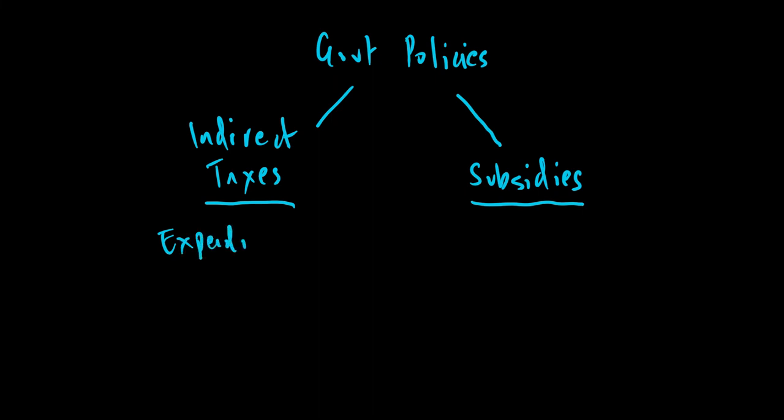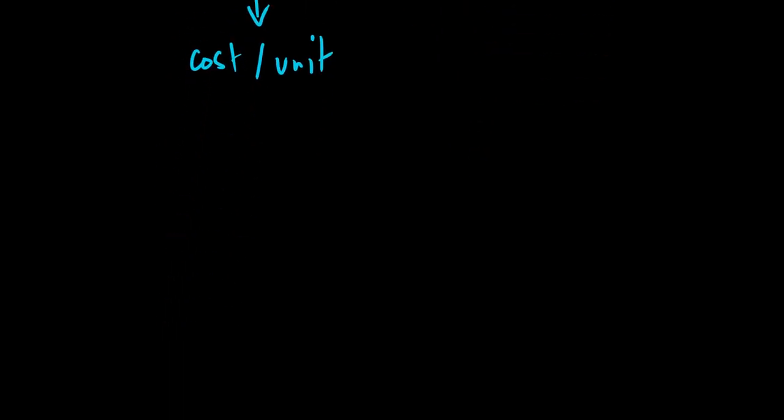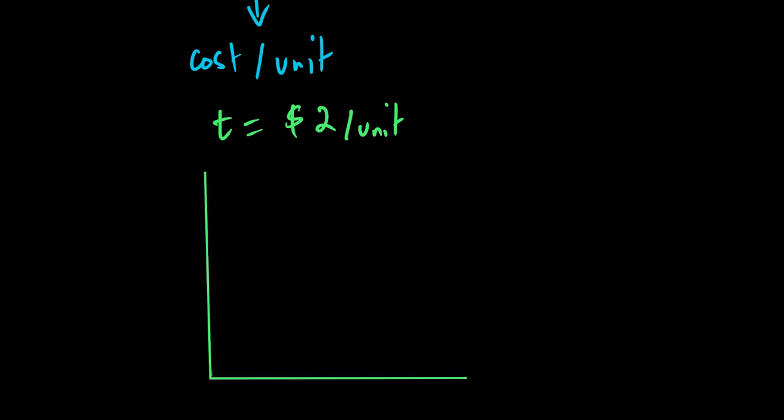Whenever we put an indirect tax, we put it on a producer, and what that does is that it results in the cost per unit going up. So let's see this in terms of a diagram. Let's assume that the tax the government puts on a good is, let's say, $2 per unit. The government can put taxes for many reasons. They may want to discourage production of a particular good, or they may do it for raising revenue or any other reason. But whatever the reason is, let's say the government decides to put a tax.